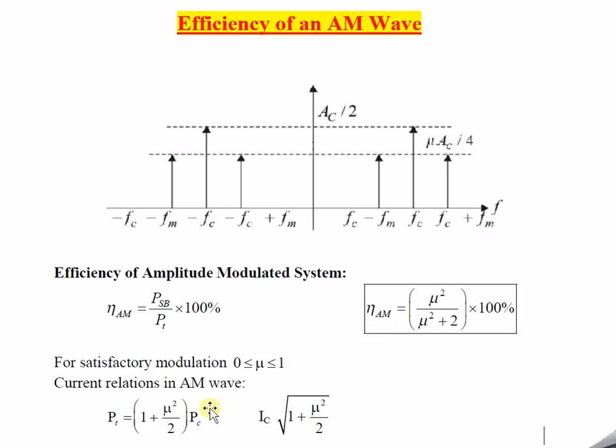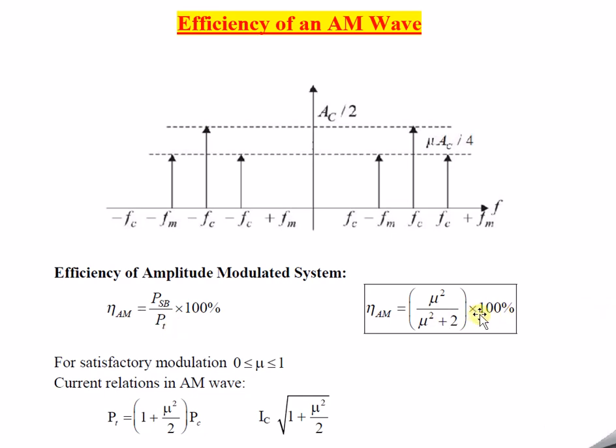So efficiency is now dependent only on the modulation index. What is this modulation index? Modulation index is mu. This is a representation. So only in terms of mu, you can represent the efficiency. To arrive at this equation, it is very simple. This is the basic equation which you already know. If you want to calculate the efficiency, just substitute PSB and PT, which were calculated in the previous session, and you will arrive at this equation.